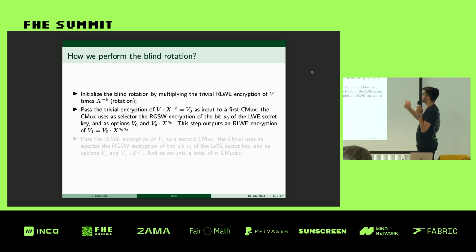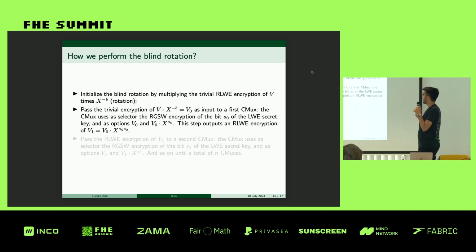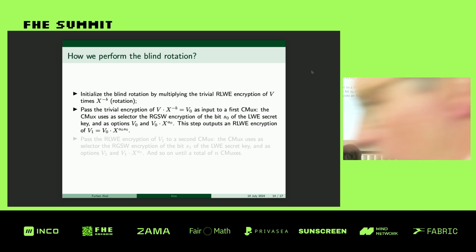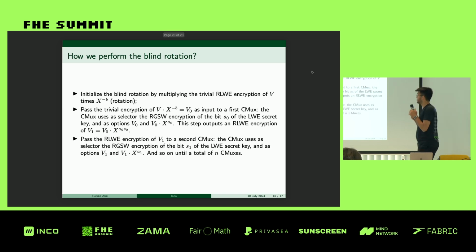And this is the first input to CMux, the ciphertext multiplexer. This CMux takes the encryption of the bit s0 of the first secret key, takes V0 and V0 times X to the a0, and it outputs the RLWE encryption of V1. And this is V0 times X to the a0 s0. So we keep moving, we keep doing this until the final element, until we have n CMuxes.